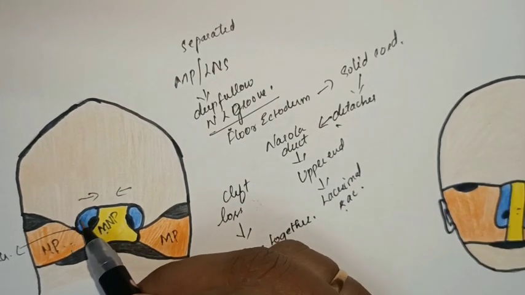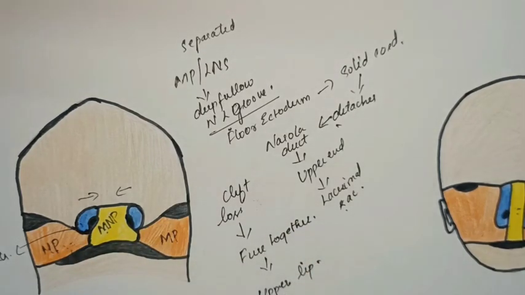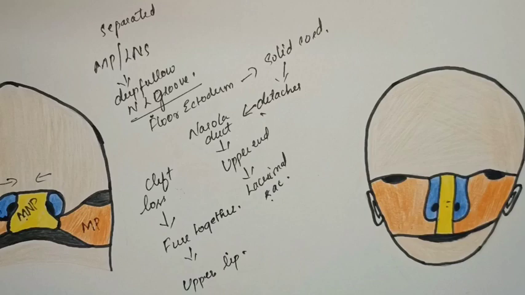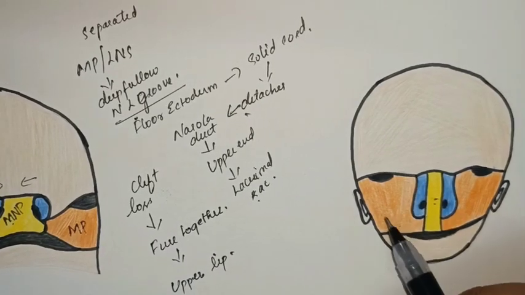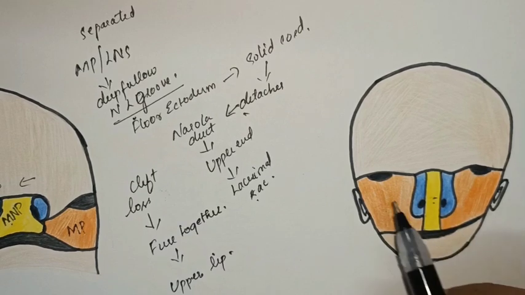So what happens to this maxillary process then? Once this happens, the cleft is lost, and after detachment, the maxillary and LNP will merge together and form the cheek prominence and cheek area, okay.